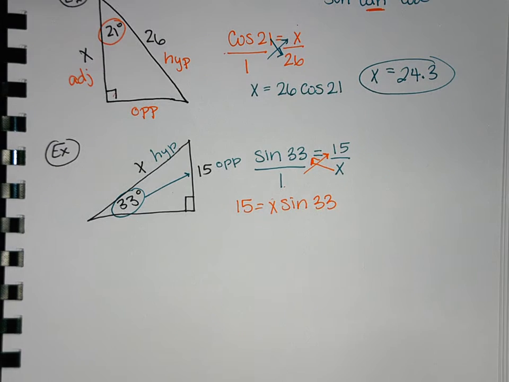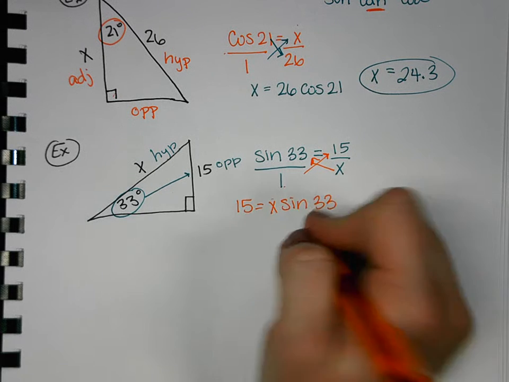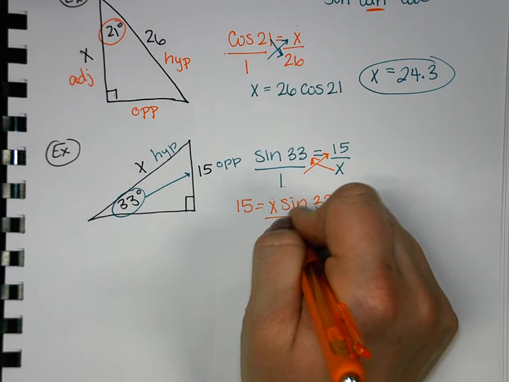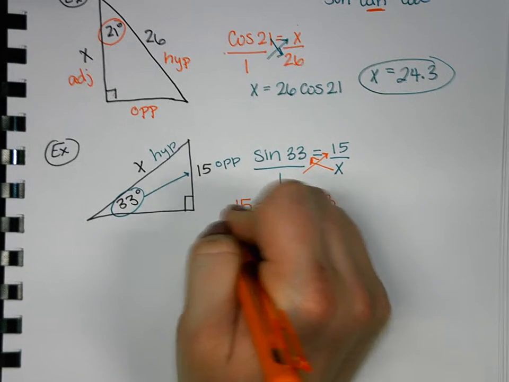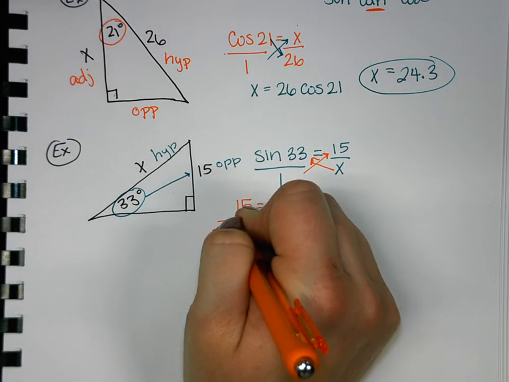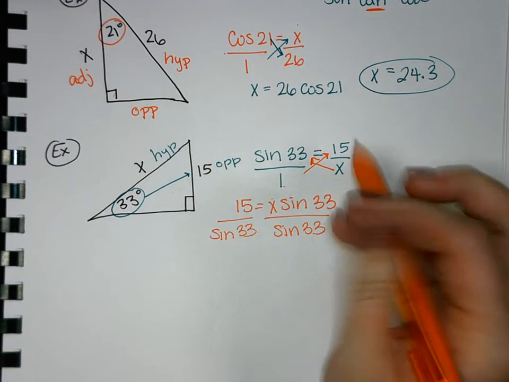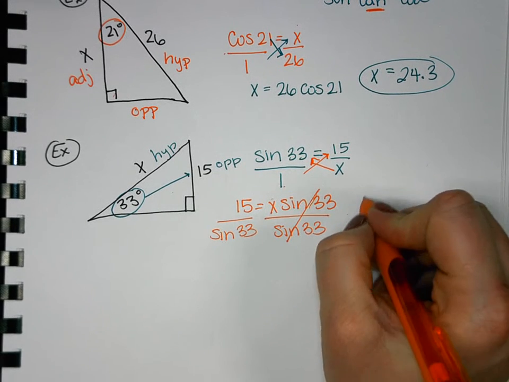Is x by itself on this one? No. What do we have to do to solve for x? Divide by what? By sine 33. Divide both sides by sine of 33, so that it cancels the sine out on that side. So what does x equal?